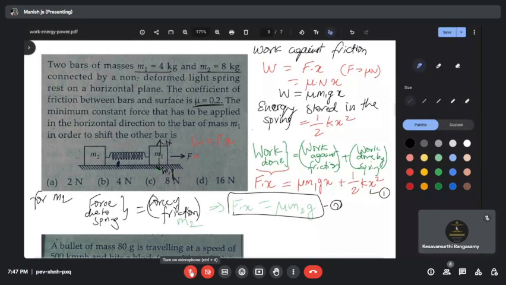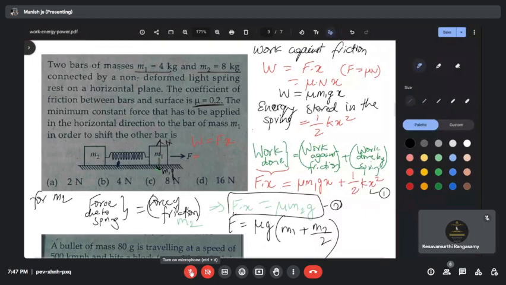Okay, so substitute and tell me what are you getting. Substituting the value of kx from equation 2 in equation 1, now what do you get? You get force F is equal to, I can take mu, I can take g also as a common out. So inside the bracket, what can I write? Can I write (m1 plus m2) upon 2?